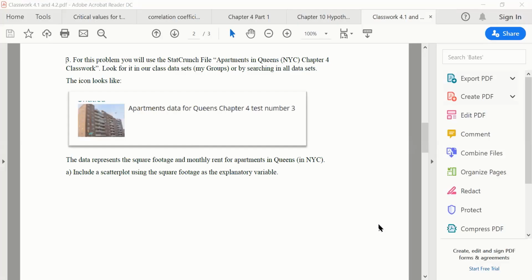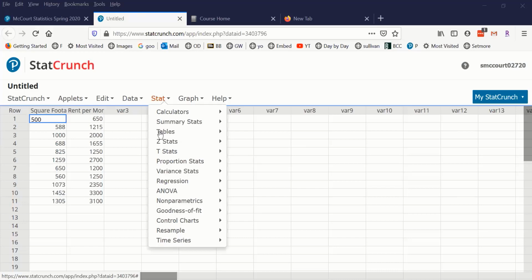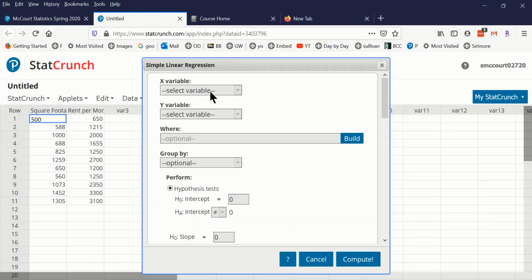Okay. So the data represents the square footage and monthly rent for apartments in Queens, New York City. Include a scatter plot using the square footage as the explanatory variable. So I'm going to go back to StatCrunch and draw the scatter plot. So I'm going to go to Stat, Regression, Simple Linear. My X variable will be square footage. They wanted that to be the explanatory. And my Y variable will be rent. And I'll compute.